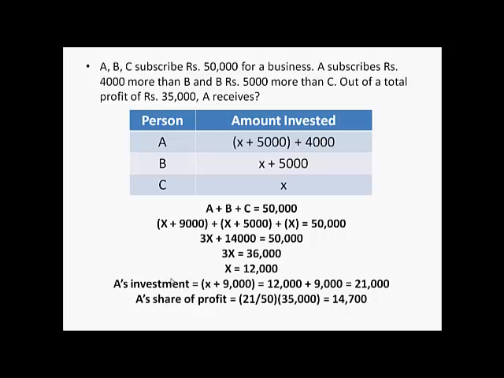Now, if we had to calculate B's share, then B is X plus 5,000, which is 12,000 plus 5,000, which is 17,000. So B's share in the profit or loss would have been 17,000 by 50,000 of the amount, which is 17 by 50 of the amount. Similarly, had we to calculate C's share, then C invested X, which is 12,000 out of 50,000. So 12,000 by 50,000 is 12 by 50 is 6 by 25. So C would receive 6 by 25 of any profit or loss in the total venture.